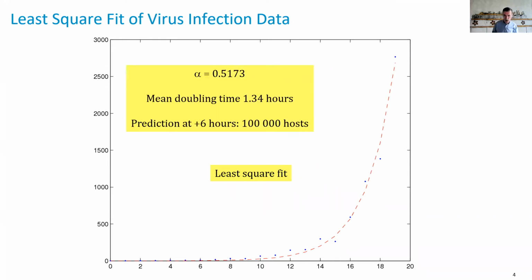So we can do this. And if we do this, we can estimate alpha, which is the parameter of this growth here. By knowing alpha, we know the mean doubling time, and the doubling time here we find is 1.34 hours. And perhaps what we're interested in is what will happen in +6 hours. And here the prediction is that in +6 hours, the total infected population will be 100,000 hosts. So that's a first result of our modeling.